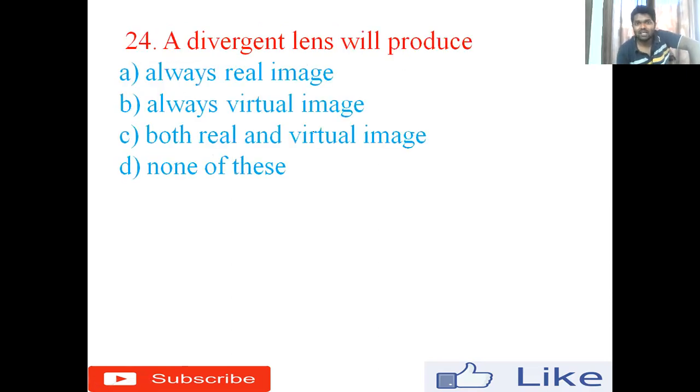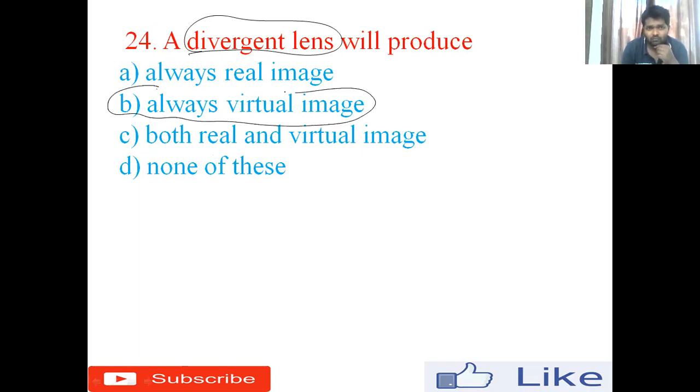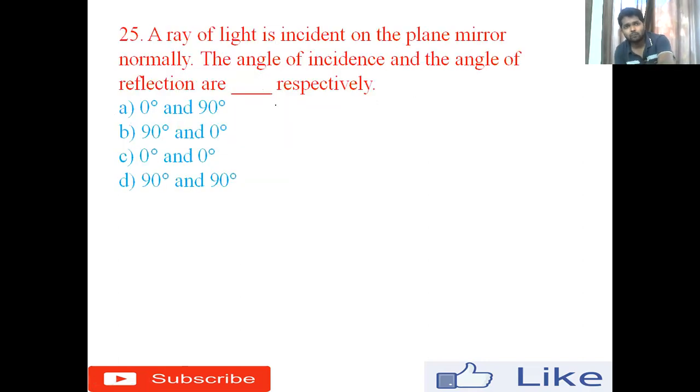24th one, the divergent lens will produce... What is the meaning of divergent lens? We have discussed this already. A concave lens is considered a diverging lens. So it will always produce a virtual image. Remember, a divergent lens, or concave lens, will always produce virtual images. The right answer for this question is option B.